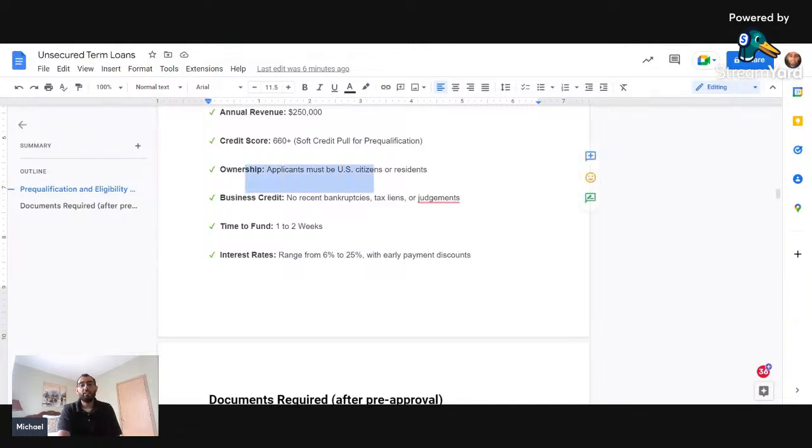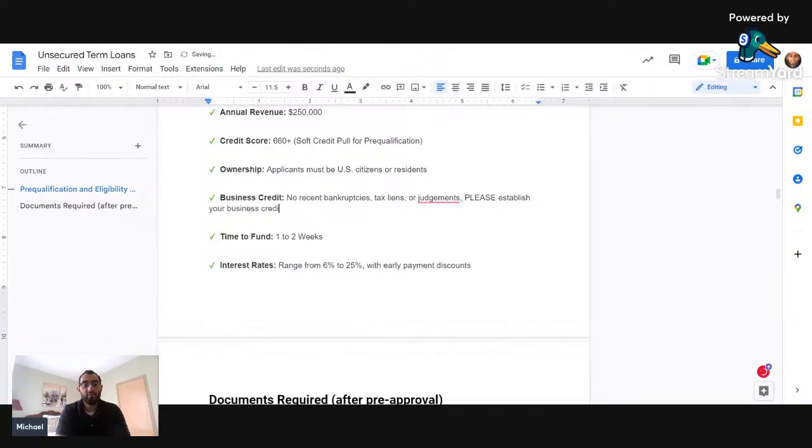Ownership, applicants must be U.S. citizens or residents, as I said. Business credit, and this is no recent bankruptcies, tax liens, or judgments. And to add on to this, I'm going to put it in caps locks because a lot of individuals don't have this. Please establish your business credit with all 3 business credit bureaus, not just Dun & Bradstreet, but the other ones as well, Experian, Equifax, etc.